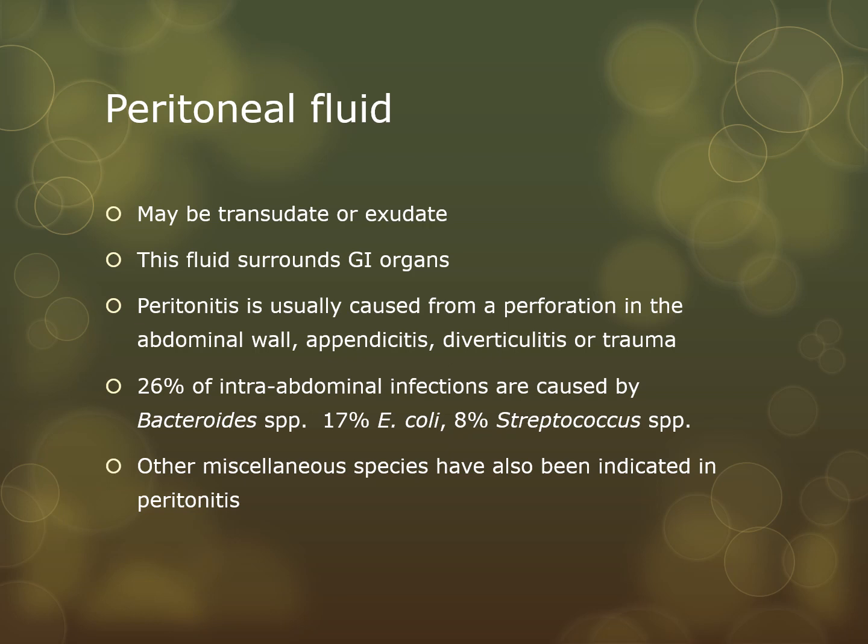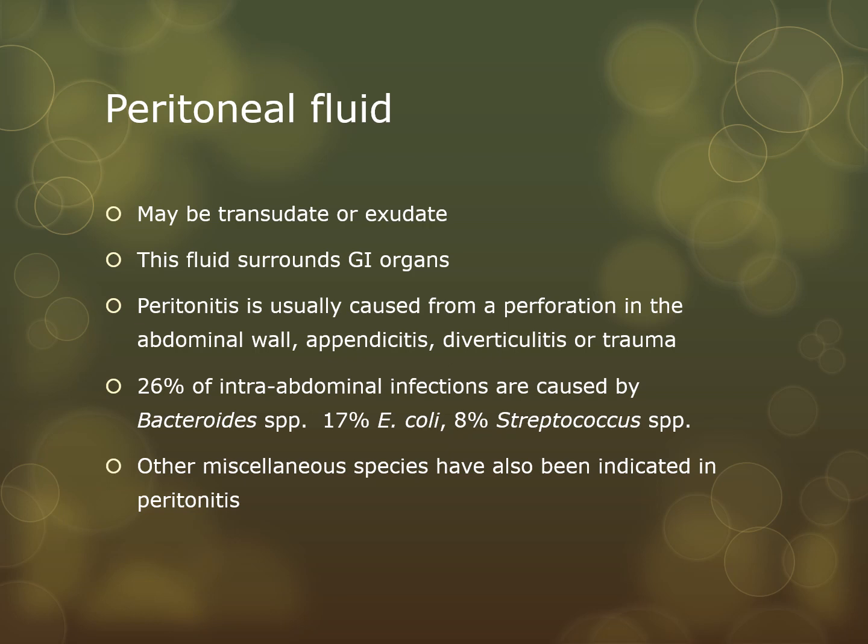Peritoneal fluid is the abdominal cavity fluid, and it may be a transudate or an exudate. This fluid surrounds the gastrointestinal organs. Peritonitis is usually caused from a perforation in the abdominal wall. A lot of times it is associated with diverticulitis, trauma, or appendicitis. Okay? If you have a burst appendix, this can lead to peritonitis.